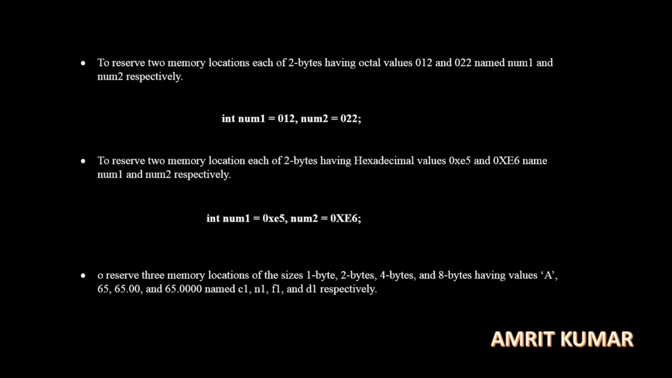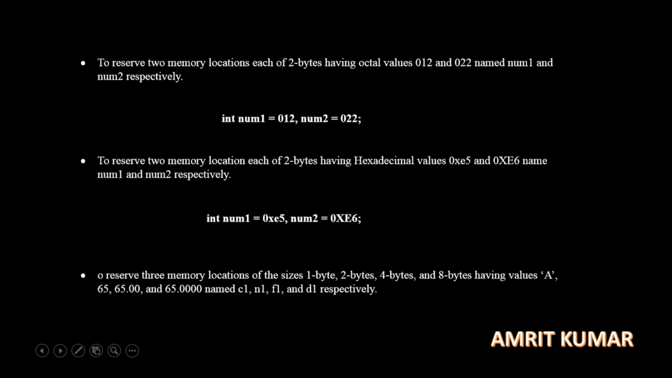So let's look at how to reserve two memory locations each of 2 bytes having octal values in them. Octal values start with 0. So it should be 0 followed by digits, 012 and 022, named num1 and num2. Then we have to use integer: int num1 equal to 012, comma, num2 equal to 022.